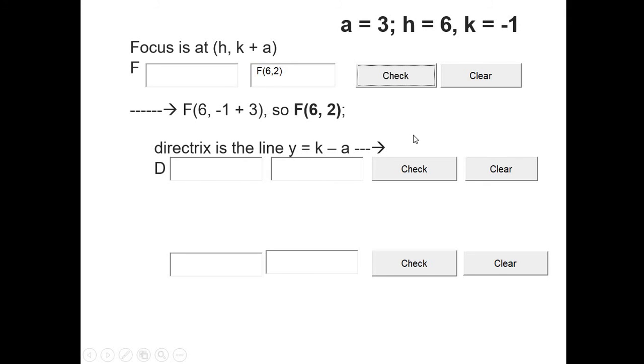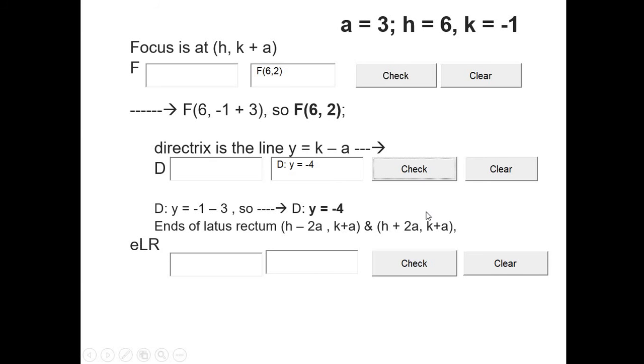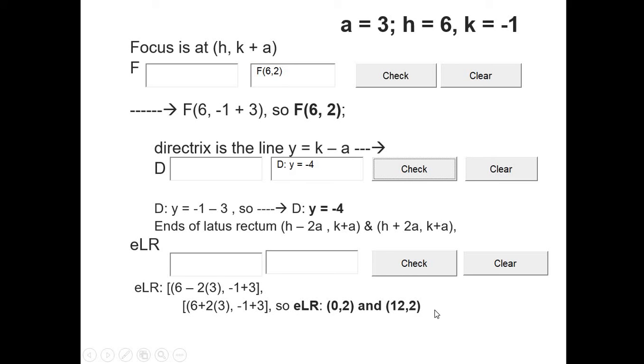Punta tayo sa the directrix. The directrix, the line y equals k minus a. Who wants to answer this? April. Negative 4, sir. Y equals negative 4. Let's check. Correct. Y equals negative 4 is the directrix of the line. How about the endpoints of the latus rectum? Yan. Ito na yung answer. 0, 2, 12, 2. Okay? 0, 2, 12, 2 are the endpoints of the latus rectum.